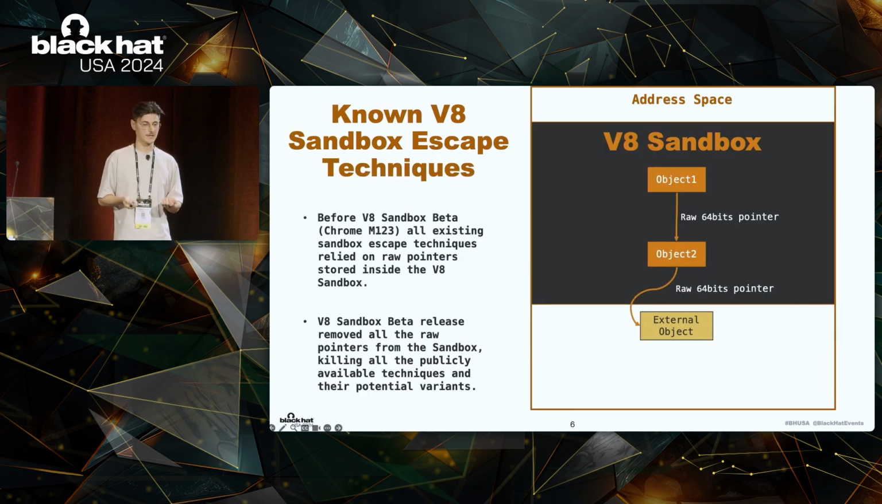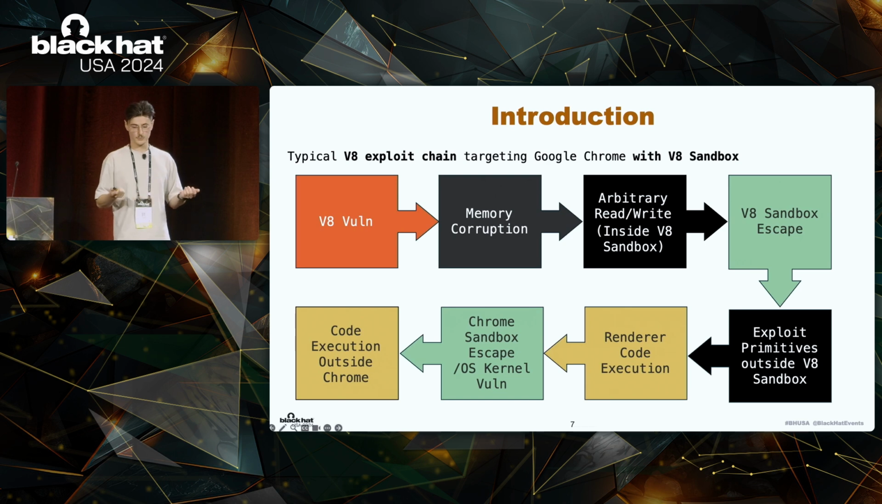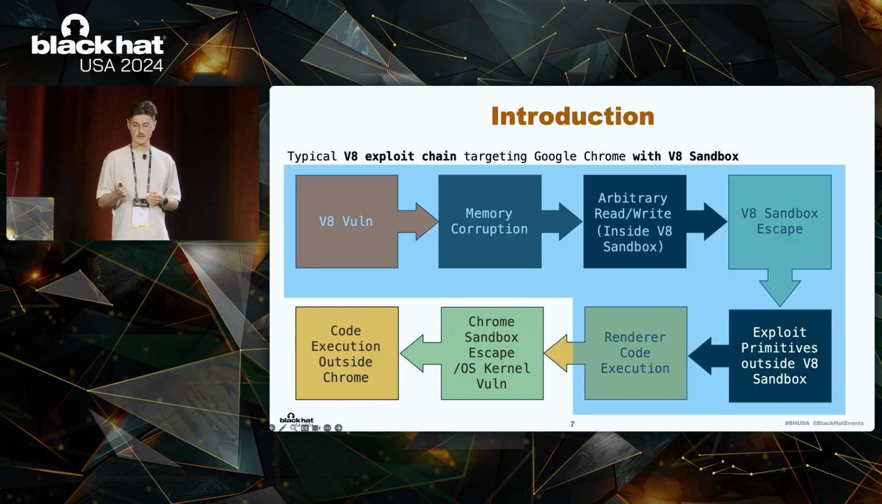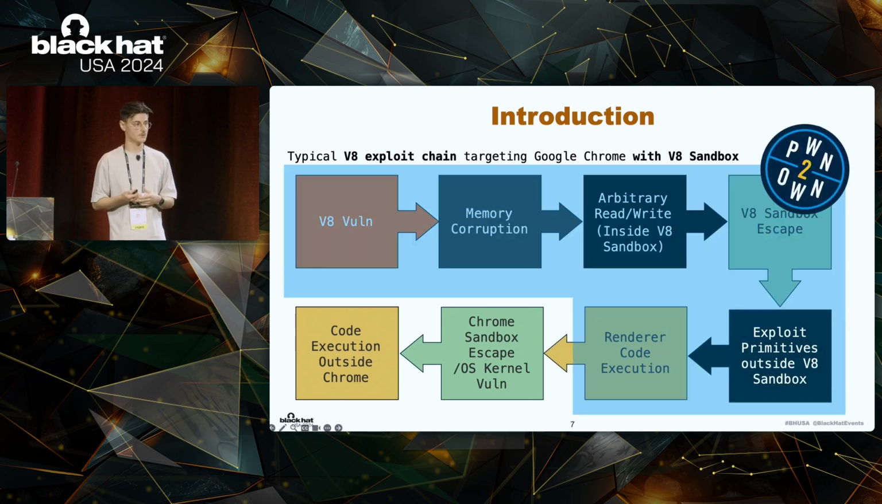A quick word about the V8 Sandbox. We'll talk in more details about it later during that talk, but before the V8 Sandbox beta release, which was in March of this year, all the publicly available techniques that were used to escape the sandbox were using raw pointers that were stored inside the sandbox. But since the beta release, all the pointers were removed from the sandbox. So for the Pwn2Own win, we needed to find a new way to actually escape it. So through that talk, we're going to go through all those steps here, and those are the steps that gave us the win at Pwn2Own.